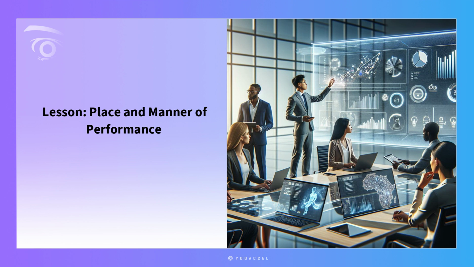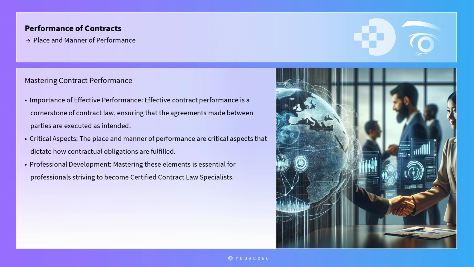Lesson: Place and manner of performance. Effective contract performance is a cornerstone of contract law, ensuring that the agreements made between parties are executed as intended. The place and manner of performance are critical aspects that dictate how contractual obligations are fulfilled. Mastering these elements is essential for professionals striving to become certified contract law specialists.